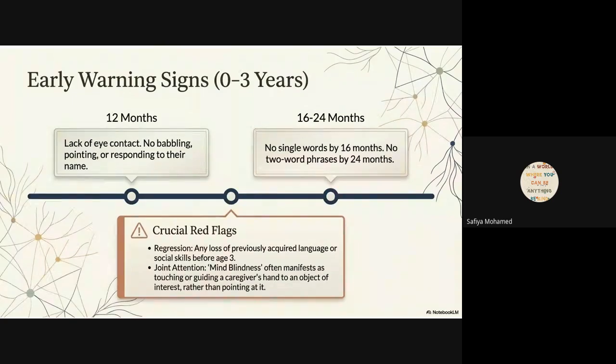Can you tell me how many slides we have left? Let me quickly check for you. Do you want me to do this one as well? No, it's fine. While you check, I'll do this one. Is that okay?